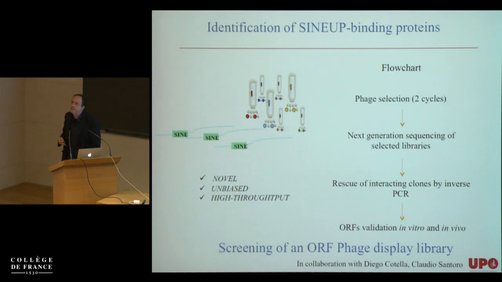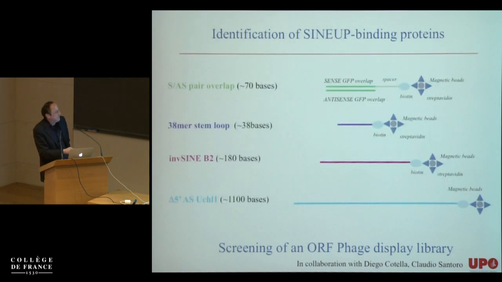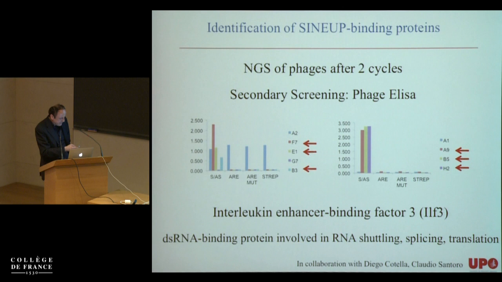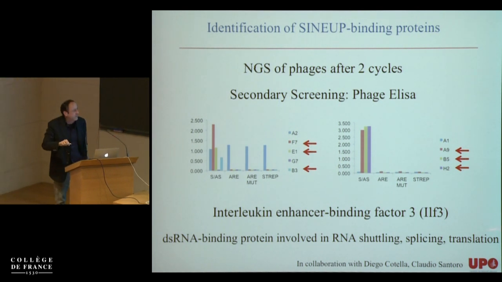One fundamental aspect in finding out the mechanism is to identify proteins that bind the RNA, and we resorted to a screening of a phage display library. We screened this library with different probes transcribed in vitro, and the major interactor turned out to be the double-strand RNA binding protein interleukin enhancer binding factor 3. Two weeks ago we validated the interaction between ILF3 and the antisense UCHL1 RNA.